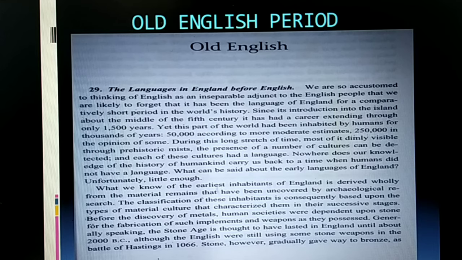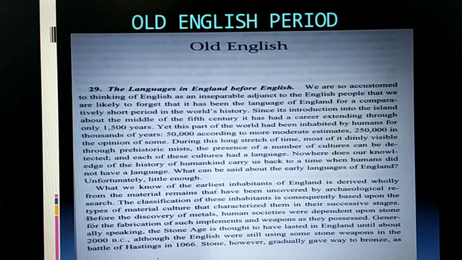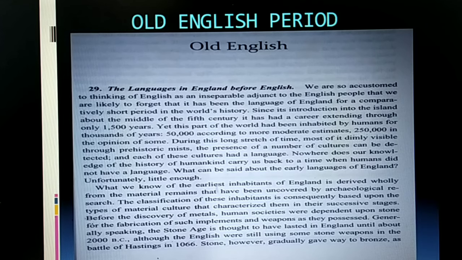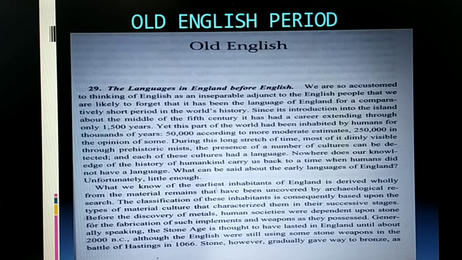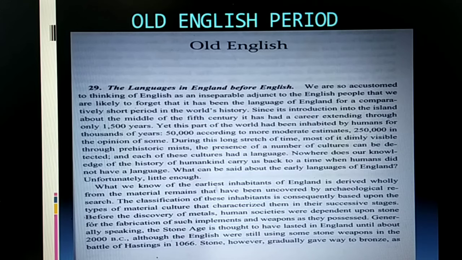During this long stretch of time, most of it dimly visible through prehistoric mists, the presence of a number of cultures can be detected, and each of these cultures had a language. Nowhere does our knowledge of the history of humankind carry us back to a time when humans did not have a language. What can be said about the early languages of England? Unfortunately, little enough. What we know of the earliest inhabitants of England is derived wholly from the material remains that have been uncovered by archaeological research.